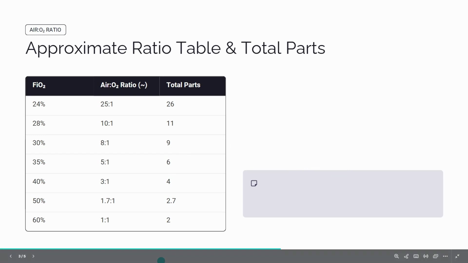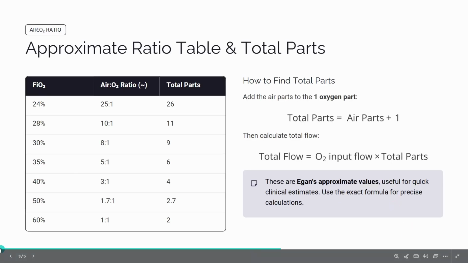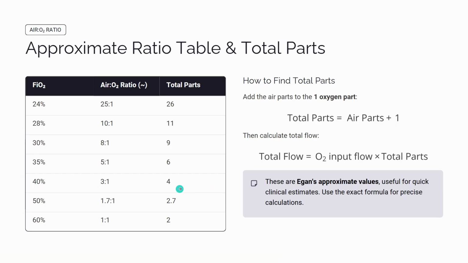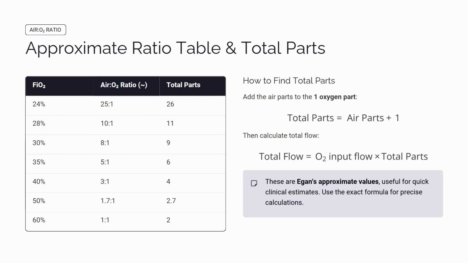So the last piece here, total parts. Once you have the ratio, you add the air parts and the one part of oxygen together. For 40%, that's 3 parts air plus 1 part oxygen, which gives you a total of 4 parts. So you're just adding the air and oxygen numbers together and you get your total parts. And the total parts is what we need for the next step.